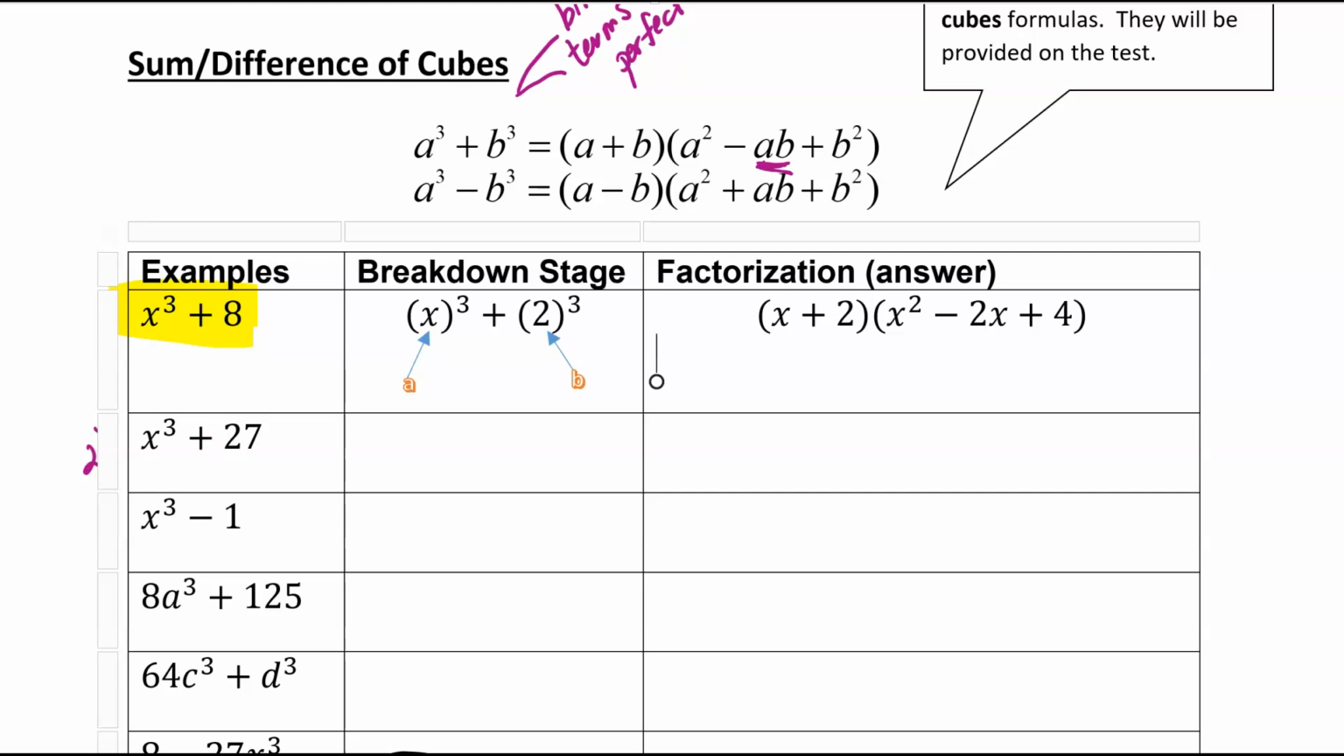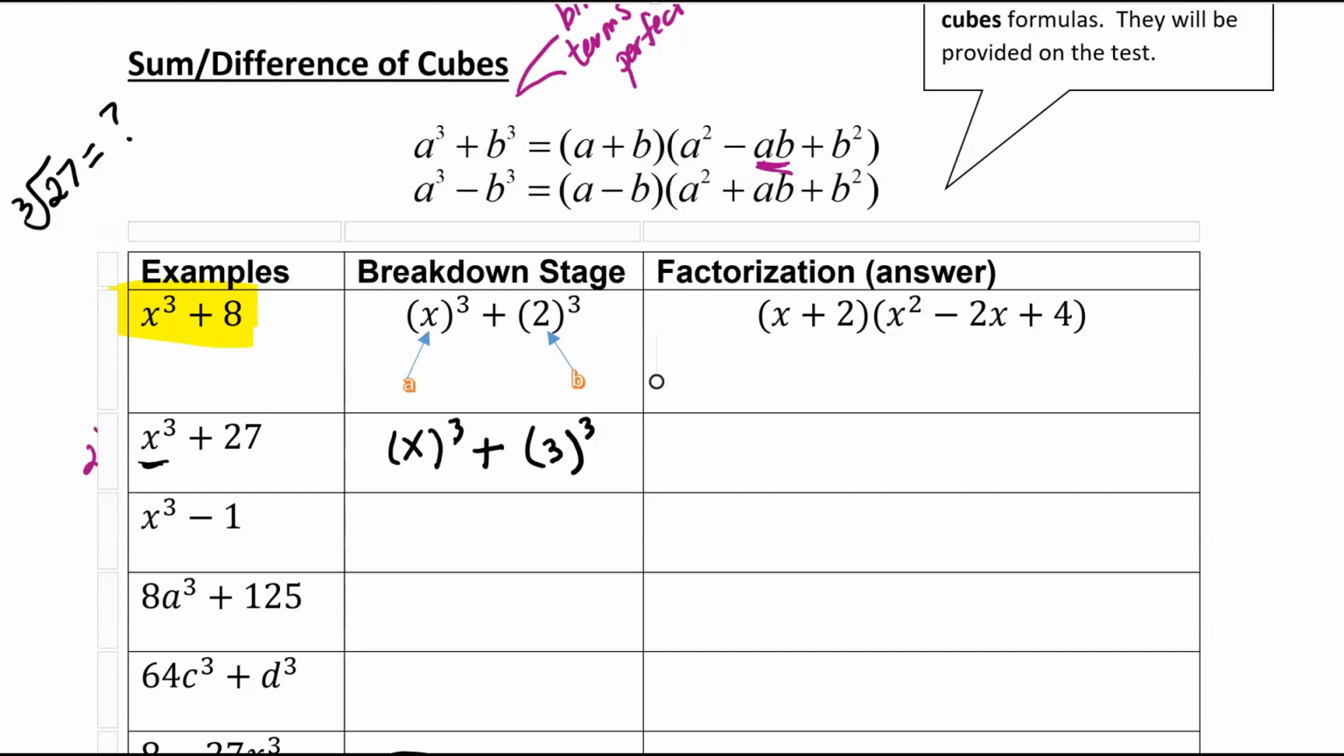Let's break down the problem. So the first thing I want you to do is just put a parenthesis cubed. Since it's a sum, let's put plus another parenthesis cubed. And let's determine what goes inside of the parenthesis that would equal x cubed. It would have to be x, right? Because the only thing that you could cube would be x to give you x cubed. Now what cubed is 27? Or in other words, the cube root of 27 equals what?